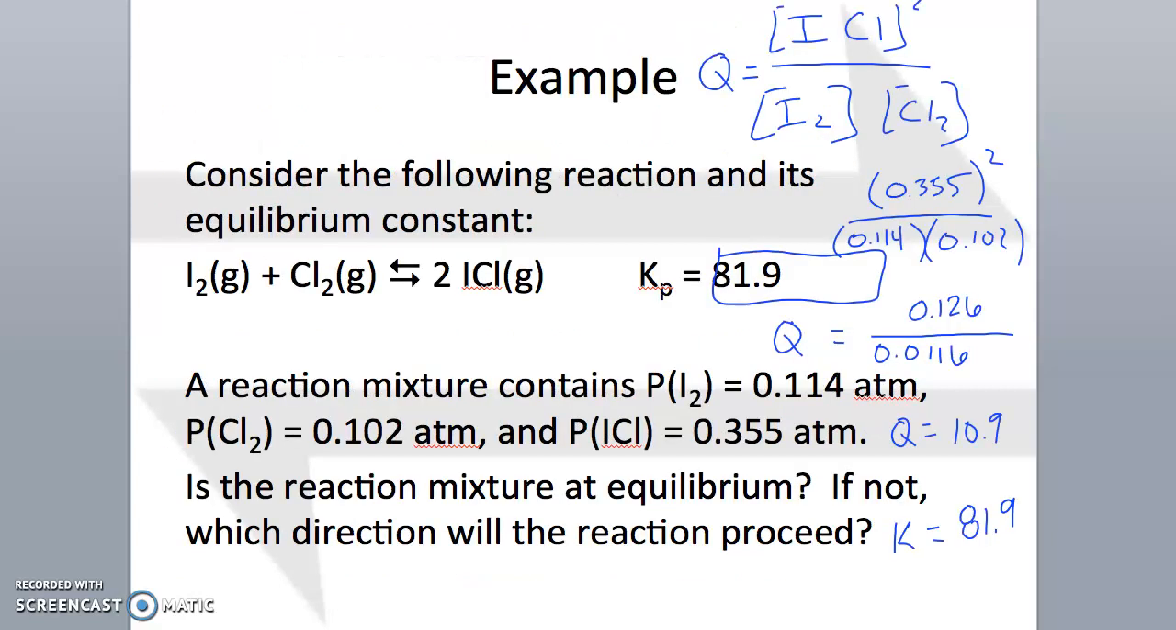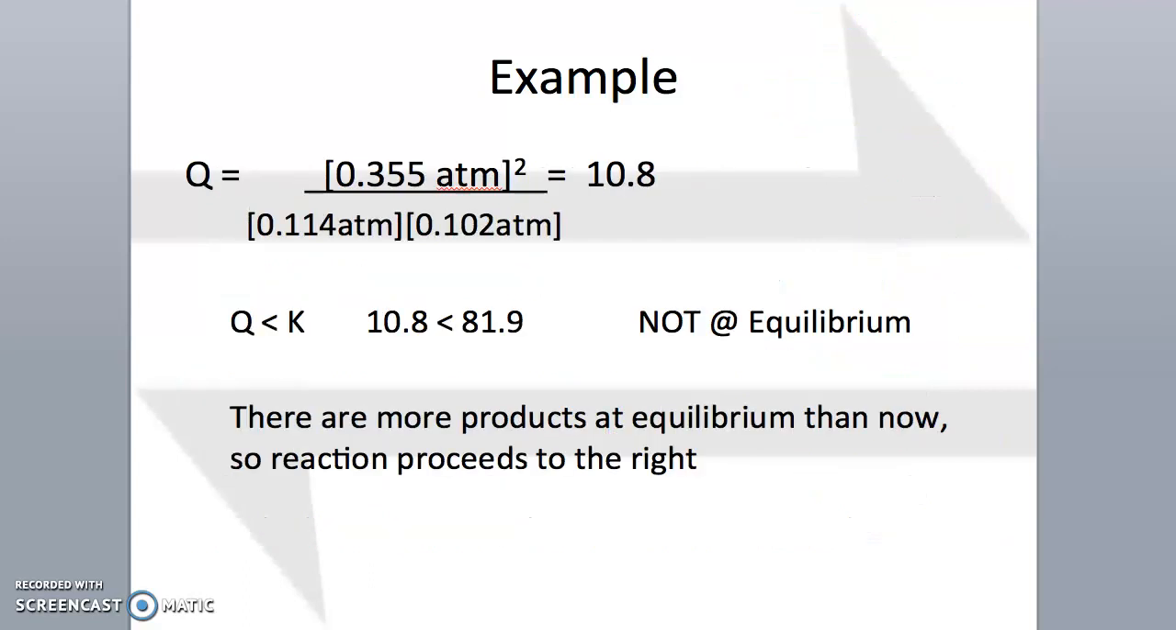Here's a problem for you to try. It's been set up for you. Notice the subscript P for the equilibrium expression. This simply means that pressure values are being used, and this is okay since all the species are in the gas phase. Since the calculated value with the given values is less than the equilibrium expression value, the reaction will have to shift to the right or produce more product to achieve equilibrium.